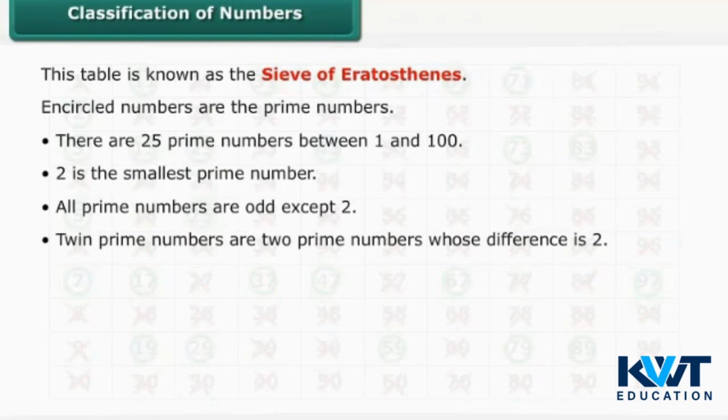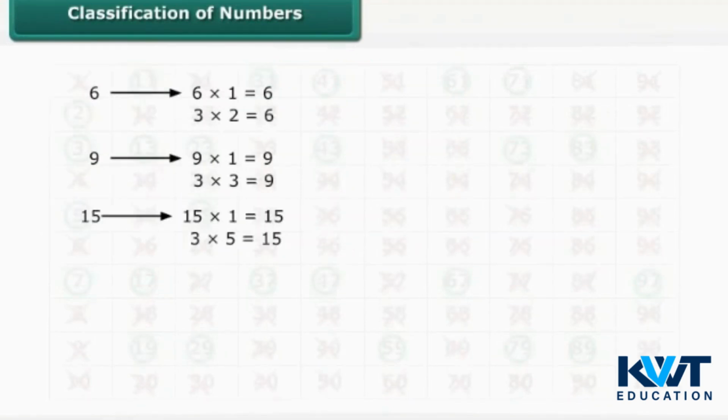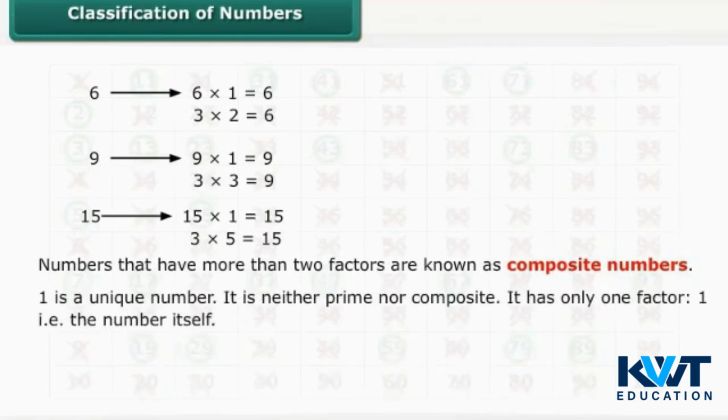Let us look at some more numbers and their factors. All these numbers have more than 2 factors. Numbers that have more than 2 factors are known as composite numbers. 1 is a unique number.